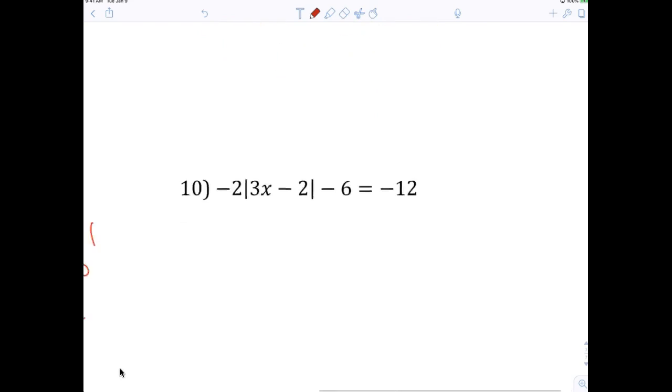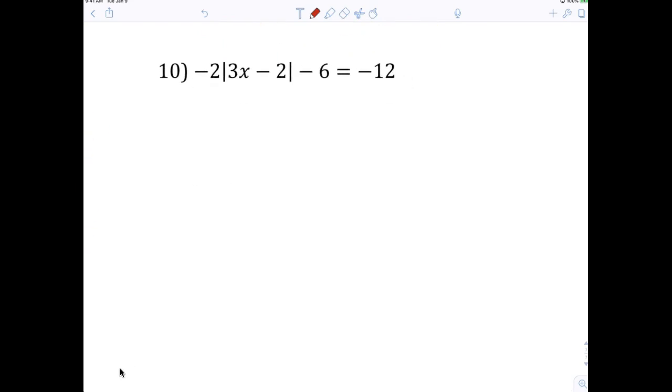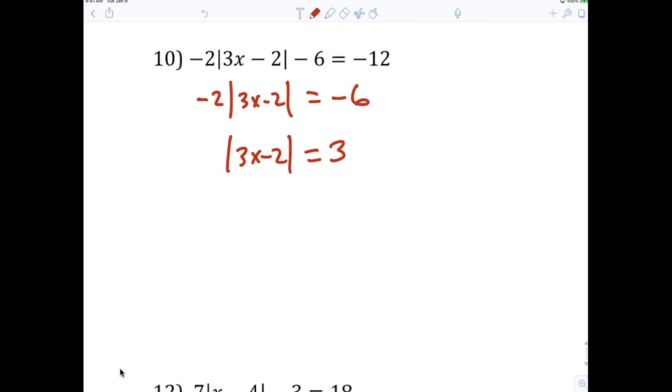Miss Pliego, 10. Uh-oh. You got the hard one. What do I have to do? Add 6. Good job, girl. Negative 2 parentheses 3x minus 2 equals what? Negative 6. Now what do I do? How is the negative 2 attached to the absolute value? So how do I do that? Divide. Now what do I get? Good. Now write the equations.